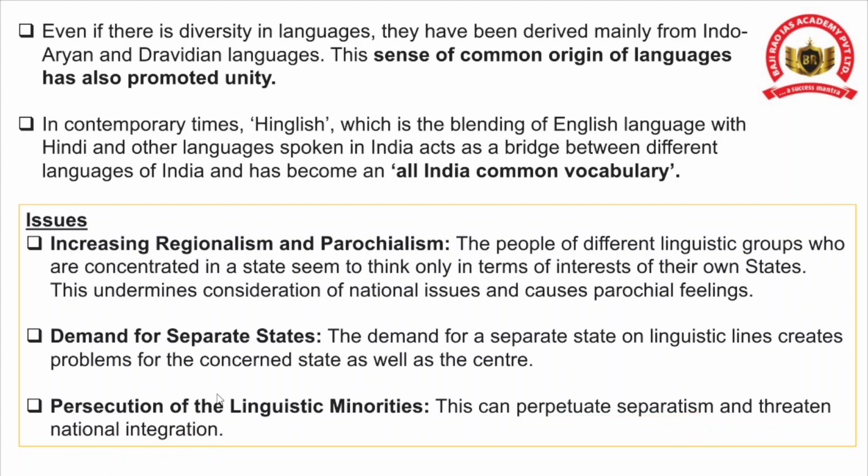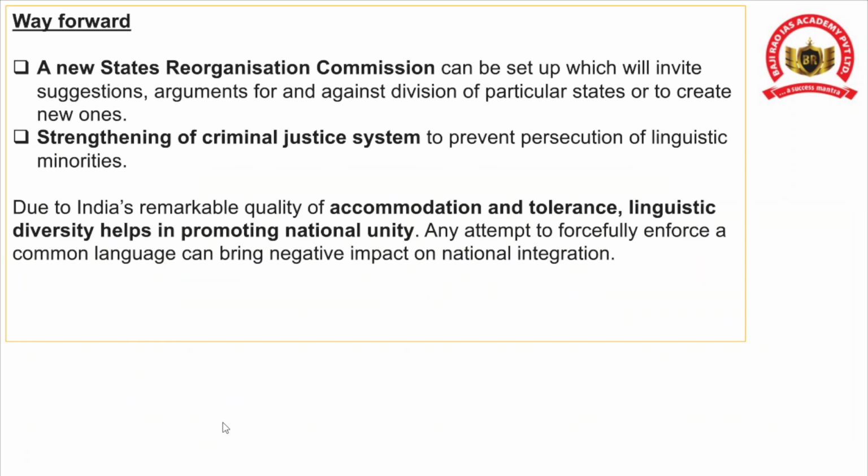So you can mention the example of the liberation of Bangladesh because of the forced persecution by the Pakistani people on East Pakistan. Now, after that, you should mention a brief way forward. So, what should be the way forward?